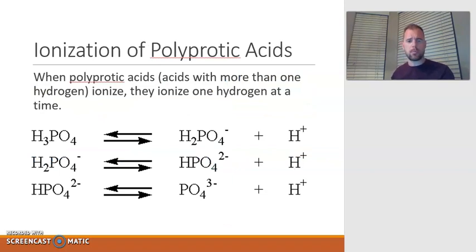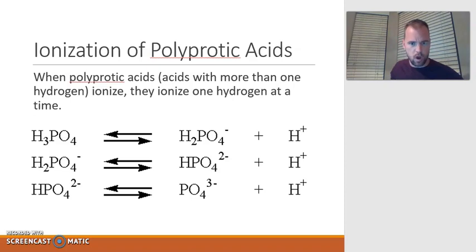Real quickly, I just want to point this out. When you have polyprotic acids, remember polyprotic just means it has multiple hydrogens at the beginning, like H3PO4, it's got 3 hydrogens. What that means is when it donates its hydrogen, it does it in steps. So, for example, if I took H3PO4 and I dropped it in water, these 3 hydrogens are going to ionize one at a time.